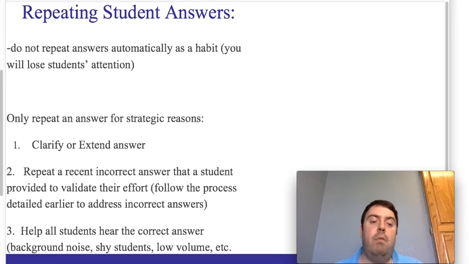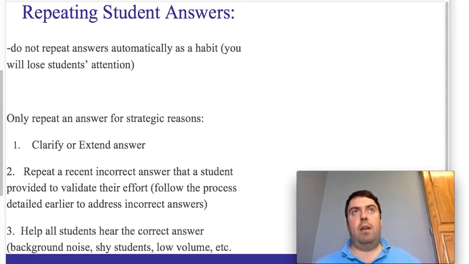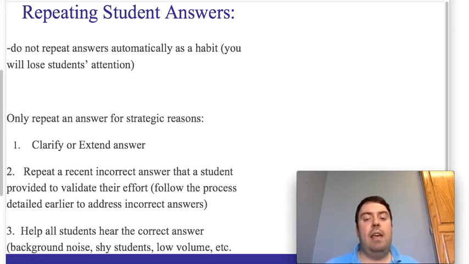A third time you might repeat an answer is maybe students had trouble hearing the correct answer. Maybe the student was whispering, or they didn't enunciate clearly, or they might have used incorrect grammar, and so you need to repeat or rephrase the answer with correct grammar using appropriate academic vocabulary. Or maybe students couldn't hear it because of background noise. So in that case, it is justified to repeat students' answers.